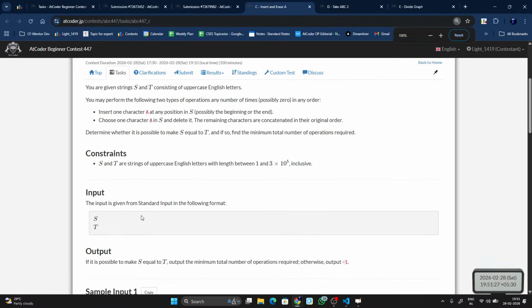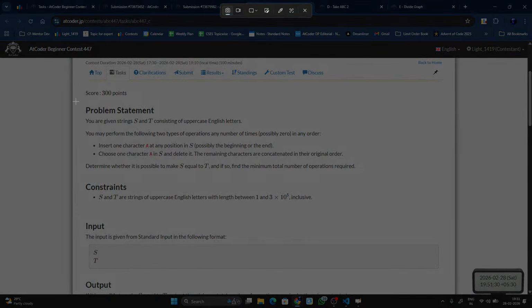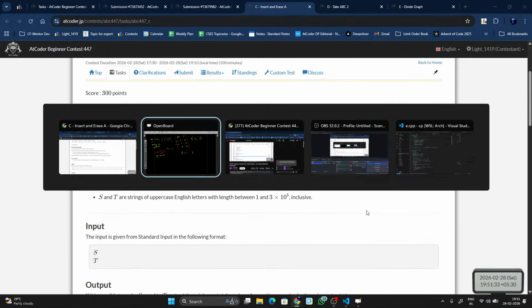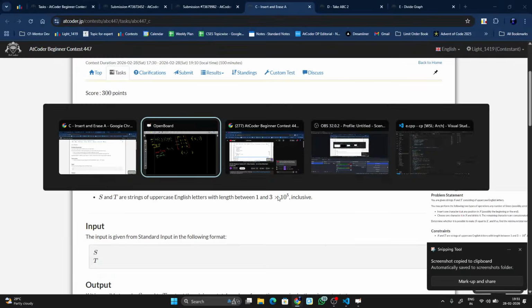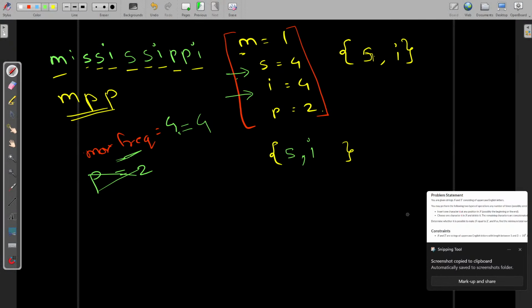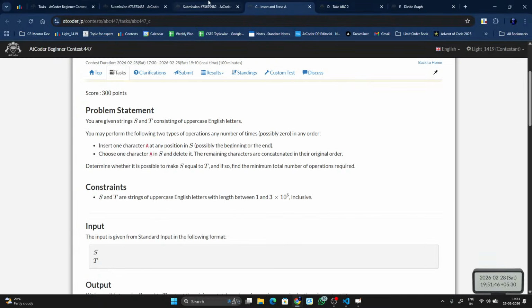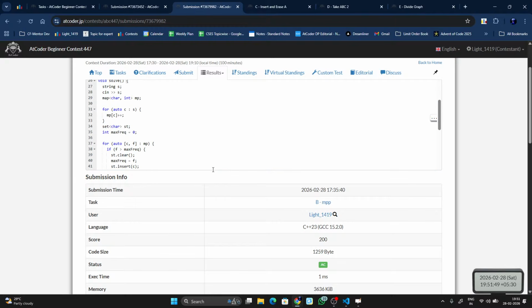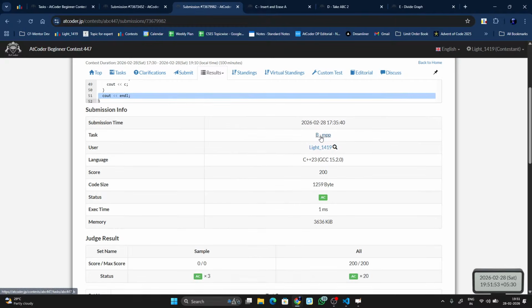Problem C is also based on strings. Let's take a look at it. Also, I didn't actually go into the time complexity part, so let's discuss the time complexity first. In the problem, it was given, yeah, this was the problem.